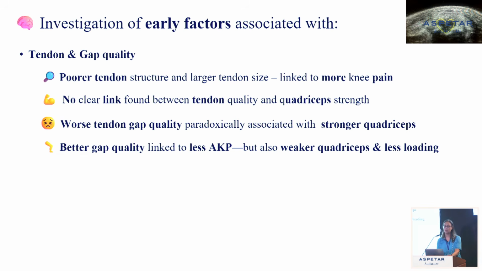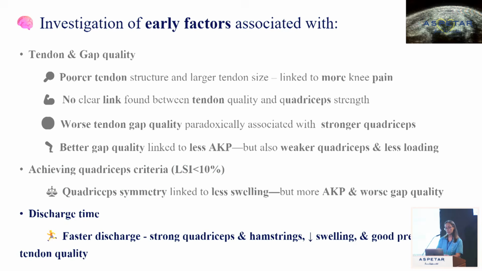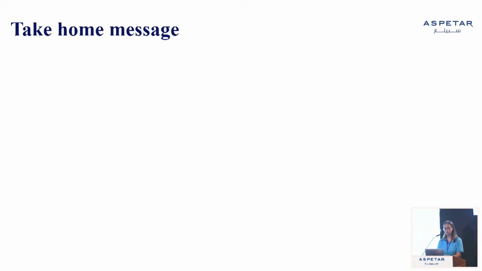Better gap quality was linked to less anterior knee pain, but also weak quads and less loading. Achieving quads criteria of under 10% was linked to less swelling, more anterior knee pain, and worse gap quality. And the discharge time was faster when the quads and hamstrings got stronger faster, with less swelling, and a good pre-op tendon quality.